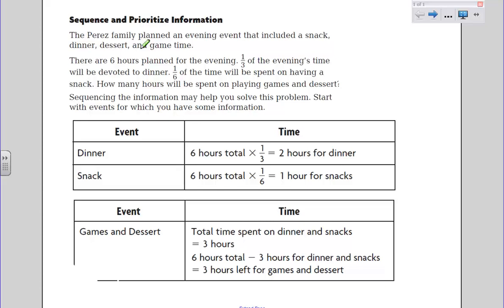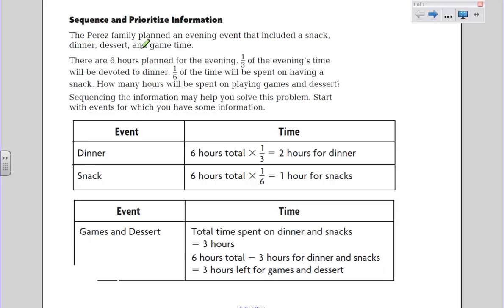So we have the Perez family has planned an evening event that included a snack, dinner, dessert, and game time. There are 6 hours planned for the entire evening. 1/3 of the evening's time will be devoted to dinner. 1/6 of the time will be spent on having a snack. The question's asking us how many hours will be spent on playing games and dessert.